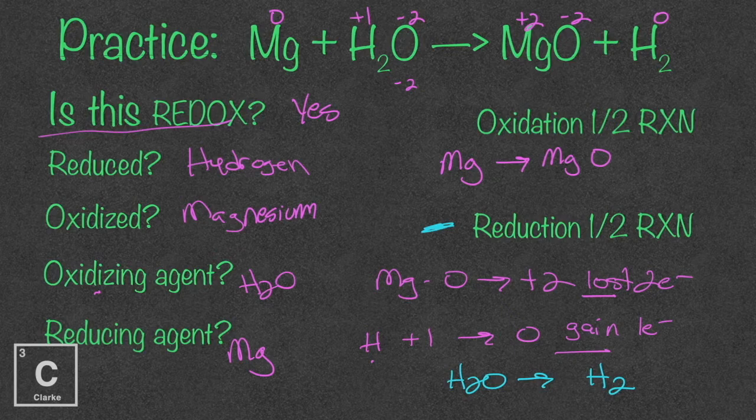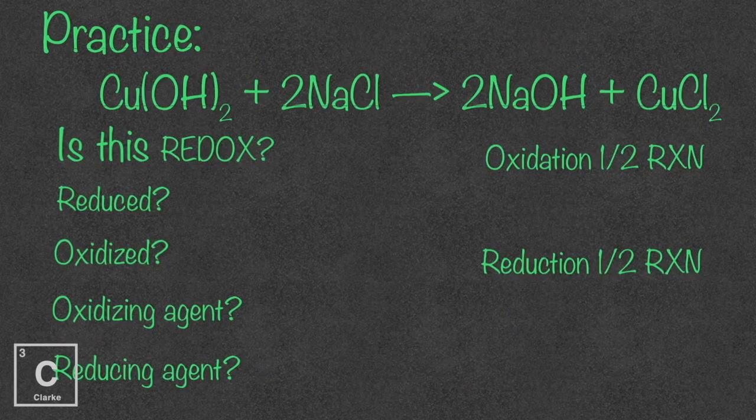Let's do another example. This one looks a little bit more complicated, but let's go through and assign oxidation numbers first, because we have got to answer the question, is this a redox reaction? Let me get a brighter pen. Okay, copper, transition metal, we don't know. So let's jump into where we do know. Oxygen is a -2. Hydrogen is almost always a +1, and in this case, it works out.